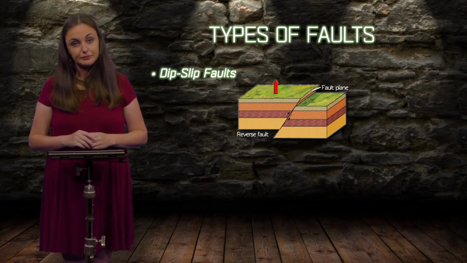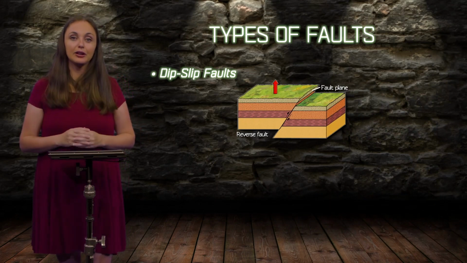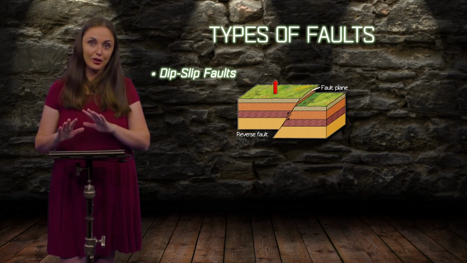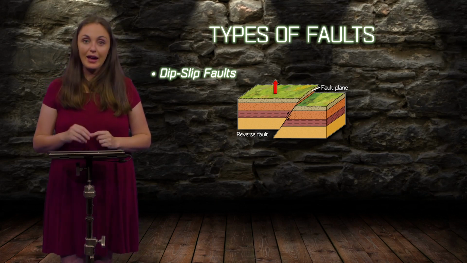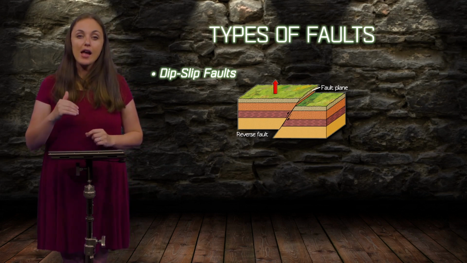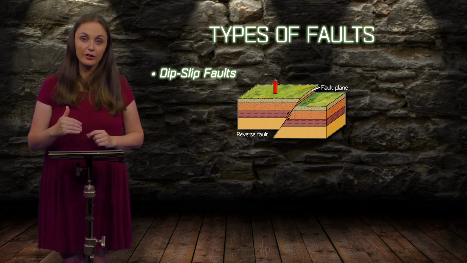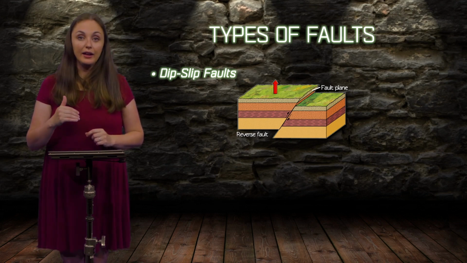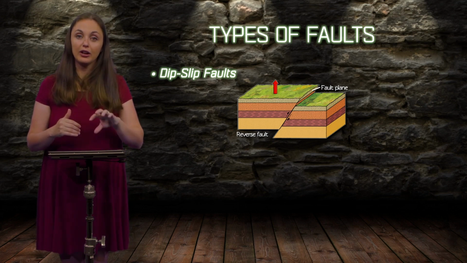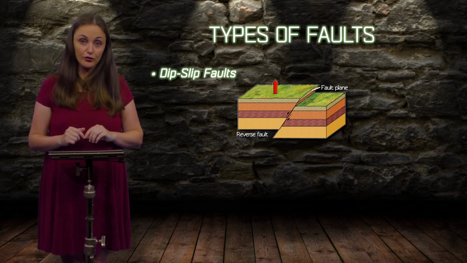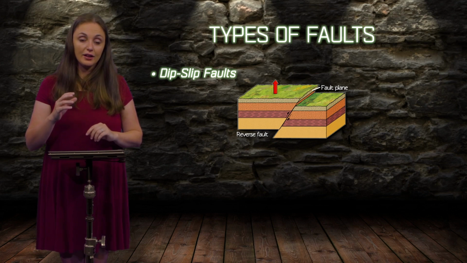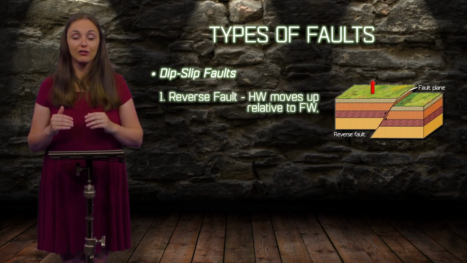So, let's go through these again, just so you have the definitions to go with all of these and a nice little cartoon image to accompany each. Dip-slip faults are any case where the displacement along the fault is along the dip of the fault, or the angle that the fault is making with the surface. In any dip-slip fault, it's the hanging wall moving up or down relative to the footwall. In a reverse fault, like the image on the top of this slide, you can see that it's the hanging wall moving up relative to the footwall.